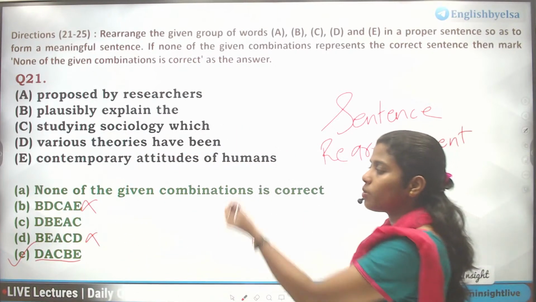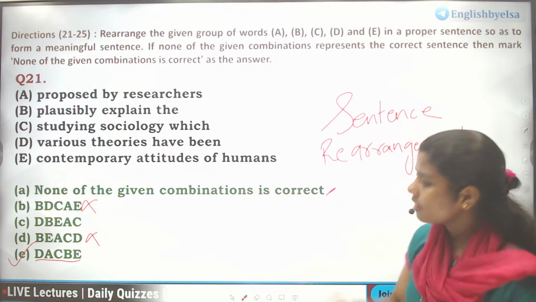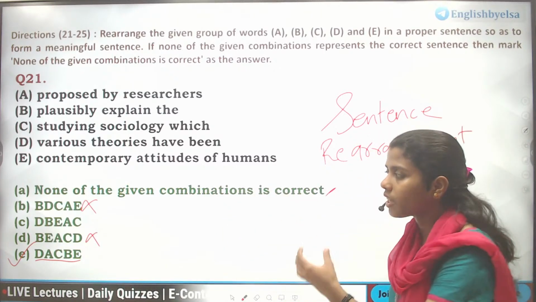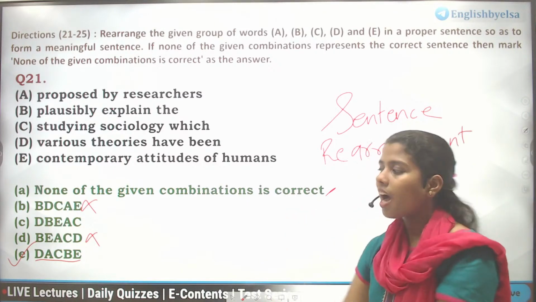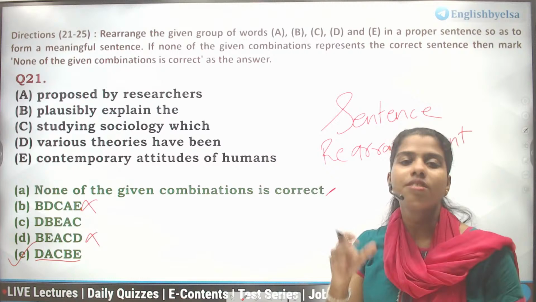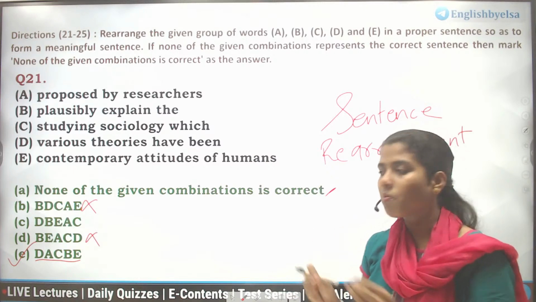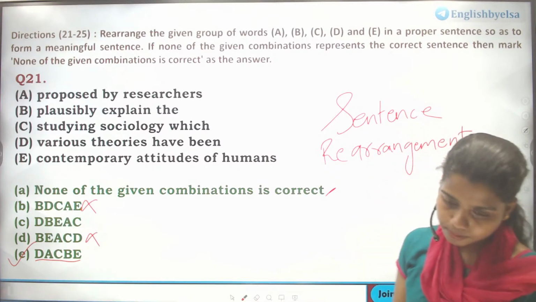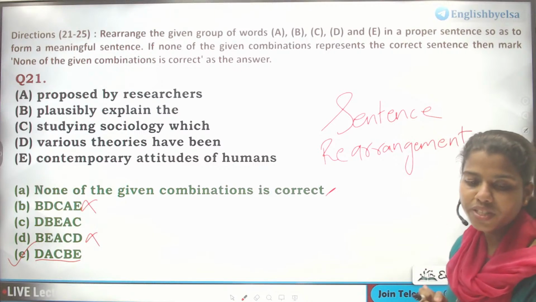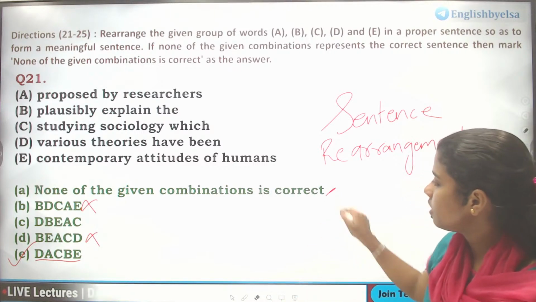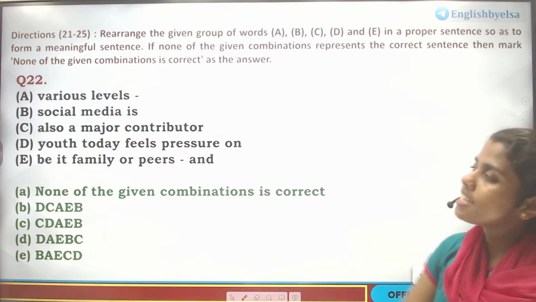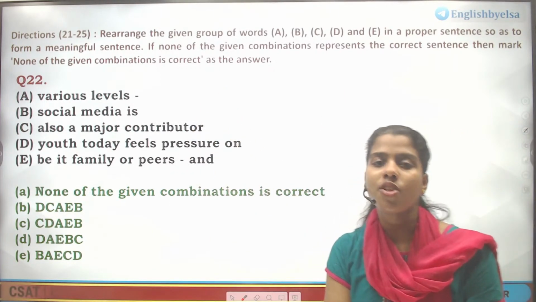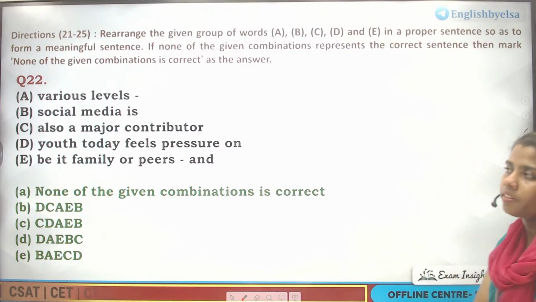Why do I need to read the whole thing? Because this option is there: none of the given combination is correct. Since this option is there, I will have to read the whole sentence to find out whether my option is perfect. Yes, for question number 21, option E is the correct answer. I can see a set of 5 has been asked of the same type. Second one.